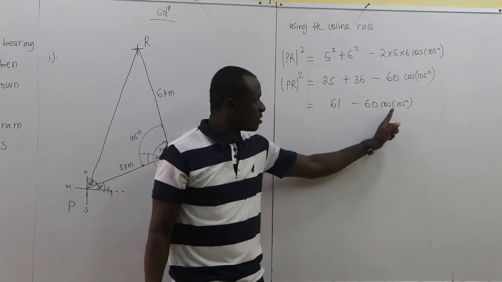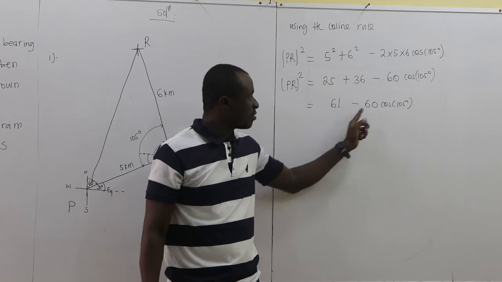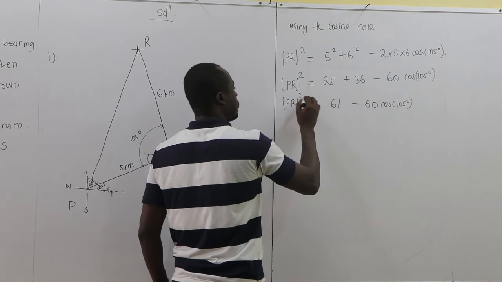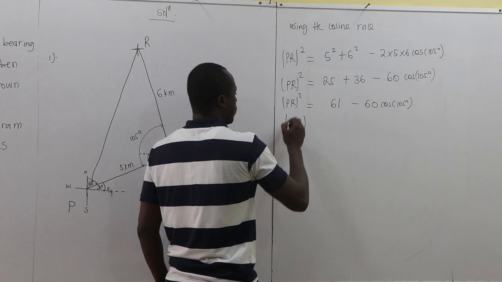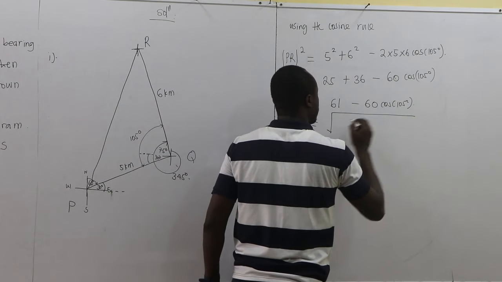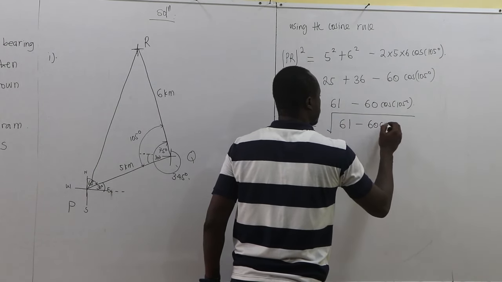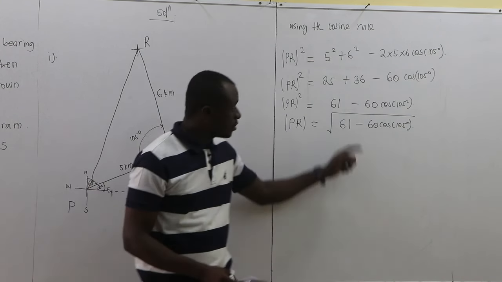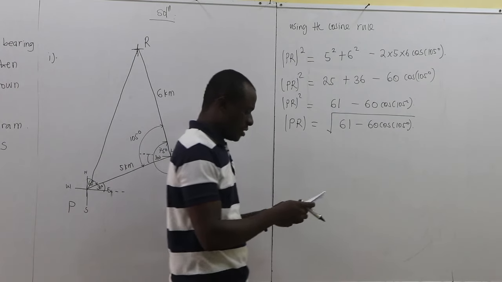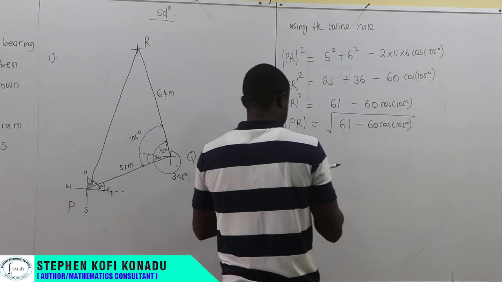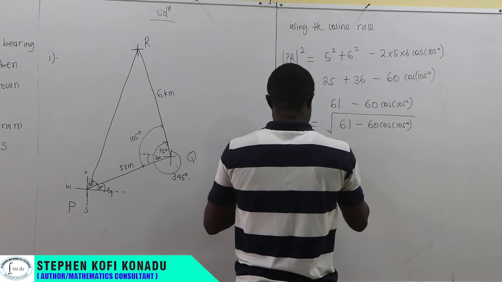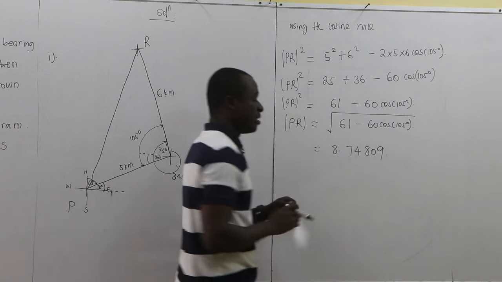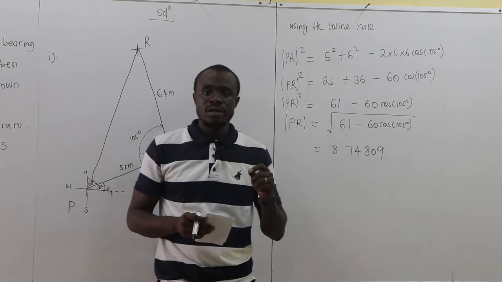Know that 60 is multiplying cos 105, so you can't say 61 minus 60; we can't do that. So for the square, we have to take the square root. PR is equal to the square root of 61 minus 60 cos 105 degrees. And this, we can punch on a calculator. When we punch this on a calculator, we are getting 8.74809.